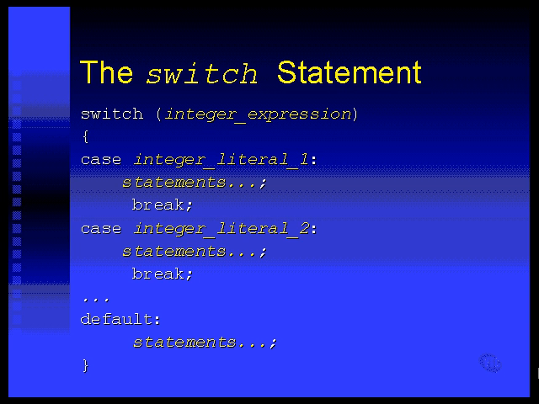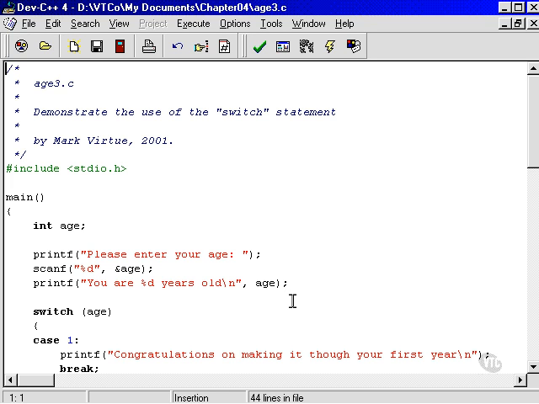Now let's go to some code and have a look at how that all hangs together and what all the bits mean. This is age3.c, which is a slight variation on age2.c, in that I've now introduced a switch statement. So let's look at how it behaves.